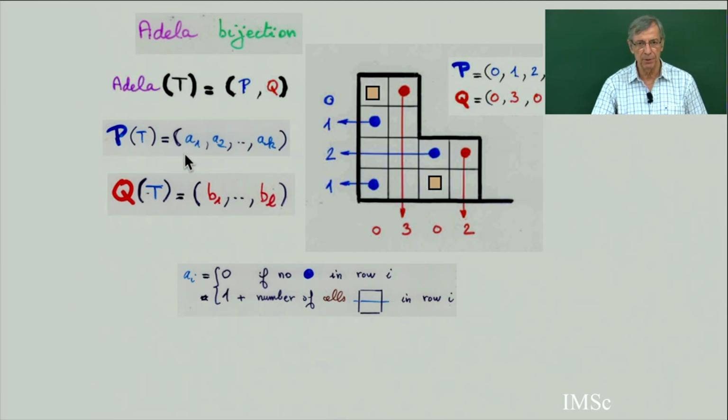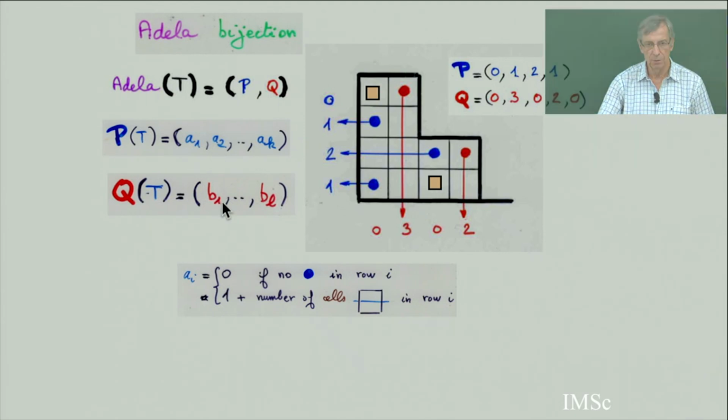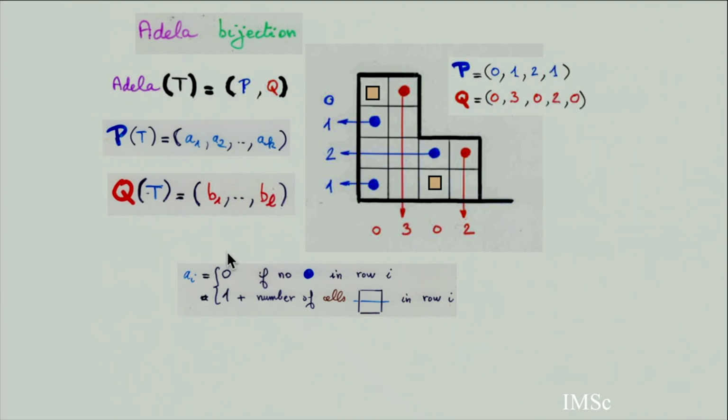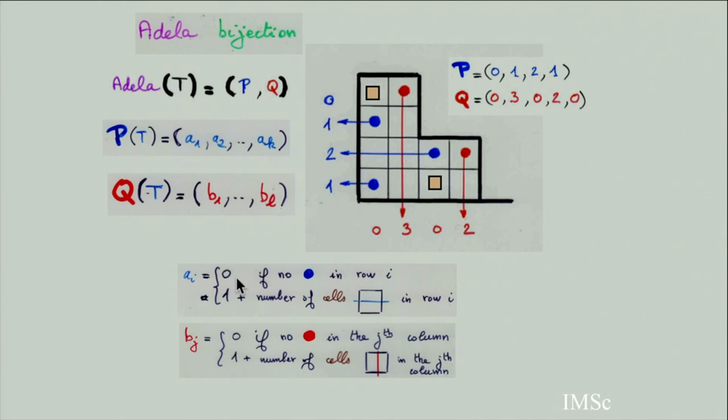And in general, P of T and Q of T are some vectors A1, A2, up to AK, and B1, B2, up to BK, where AI is 0 if there is no blue point on this row. See here, there is no blue point, so you put a 0. And it's equal to 1 if there is a blue point, so 1 for the blue point, plus the number of cells in the same row which have this label, where a blue line is crossing the cell, and only a blue line.